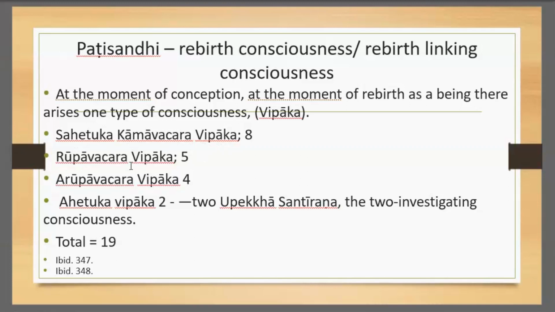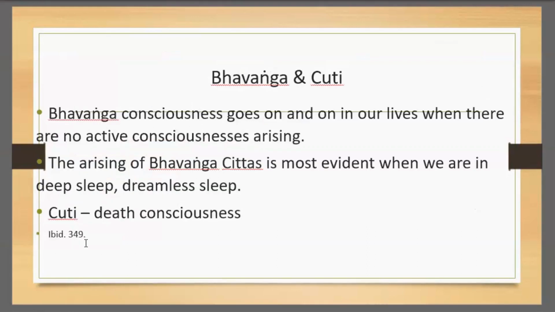Mahavipaka 8, Rupavachara Vipaka 5, Arupavachara Vipaka 4. And Ahetuka Vipaka, how many? 2. They are Upekkha Santirana, two investigating consciousness. I'll repeat again. There are 19 Patisandhi Chittas: 8 Mahavipaka, 5 Rupa Vipaka, 4 Arupa Vipaka, and 2 Upekkha Santirana. Those chittas perform Patisandhi, Bhavanga and Chuti. So Bhavanga and Chuti are the same. We have already discussed this.